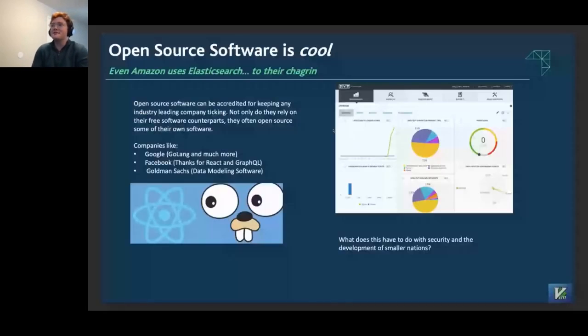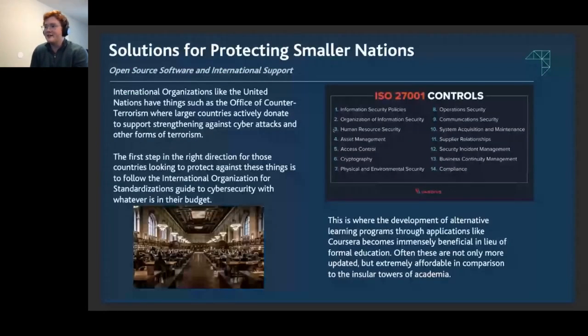So, solutions for affecting smaller nations. Again, I'm going to touch more on the open source side, but international organizations like the United Nations have some things, the Office of Counter-Terrorism, where larger countries actively donate to support strengthening against cyber attacks and other forms of terrorism. So you have countries within the United Nations donating immense amounts. And when I was doing research leading up to this, you have even Saudi Arabia donating like $110 million annually to help support against these types of things.